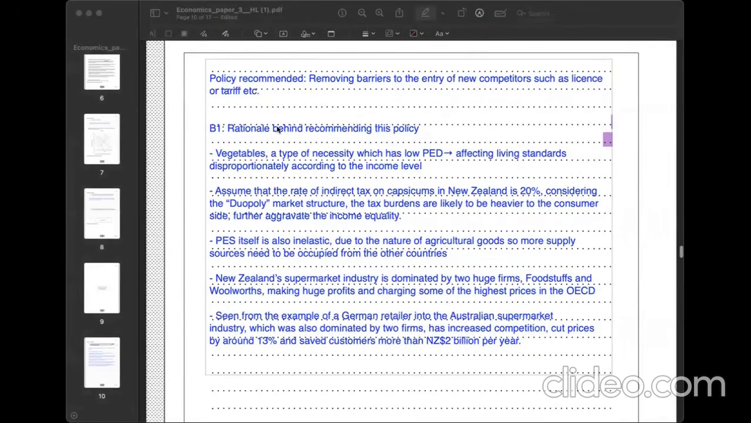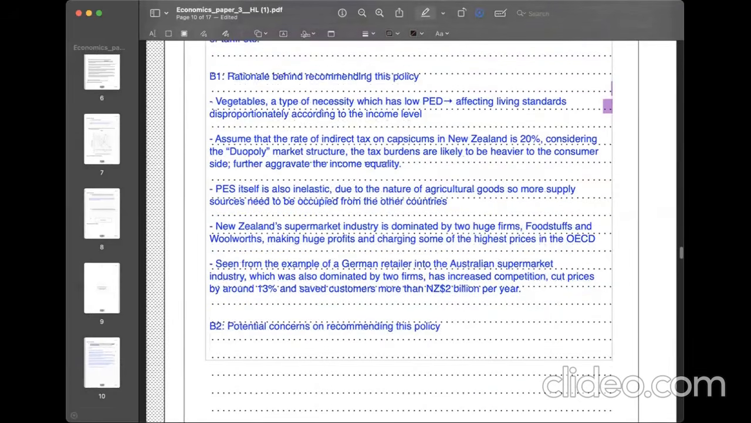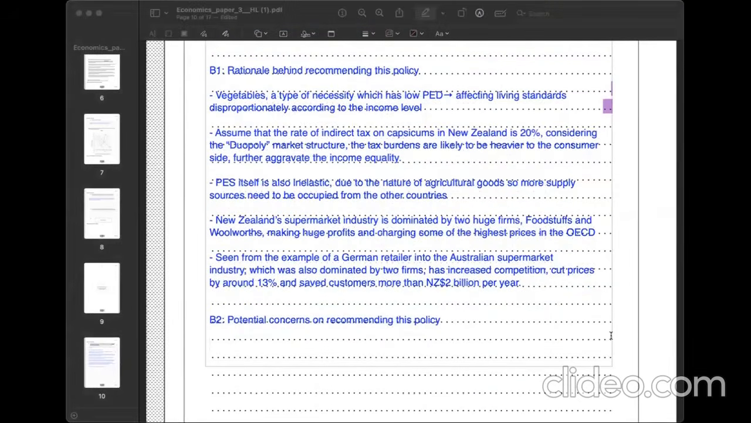These are the rationales that I can present to recommend and persuade the government with my recommended policy. However, in body 2, I'm going to present some of the concerns that I have when it comes to applying my policy successfully.